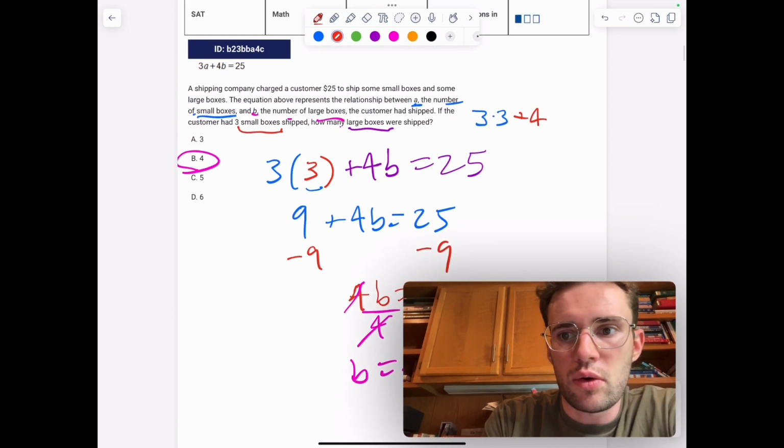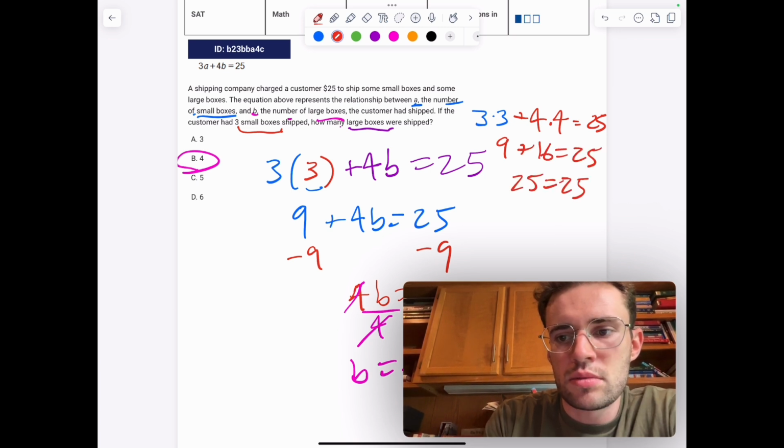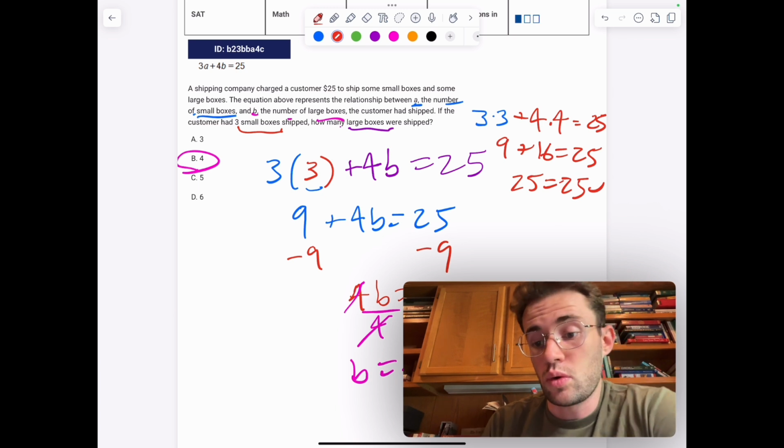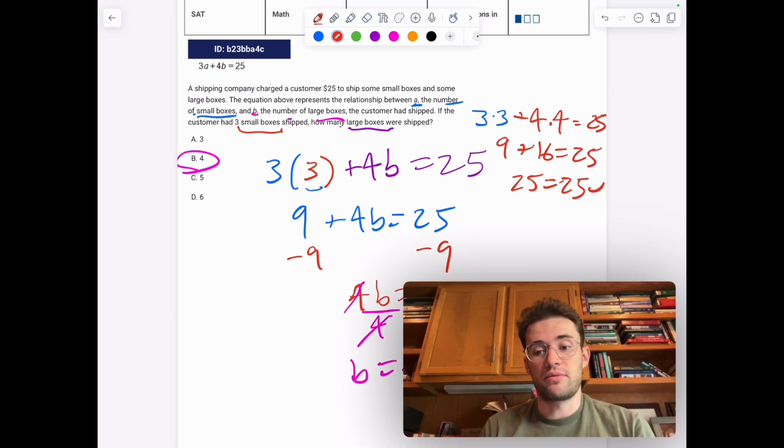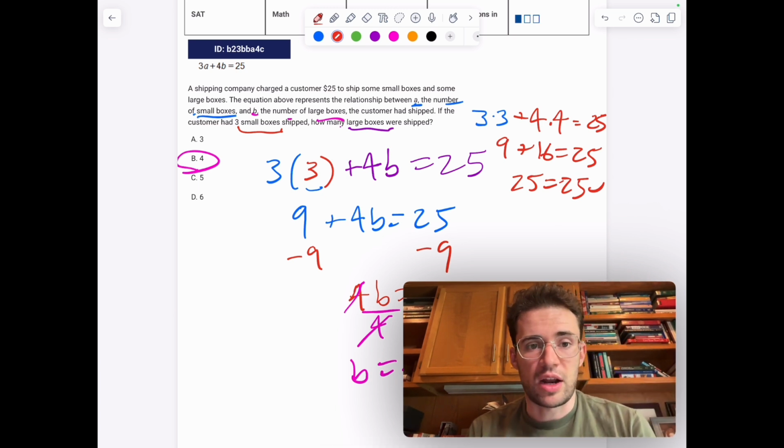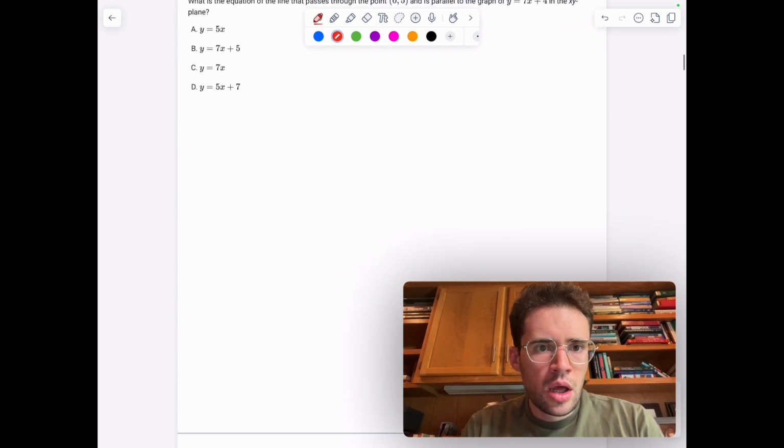We've got 4 times 4, and that's going to give us 9 plus 16 equals 25. 25 equals 25, it checks out. All right, so just plug in your answer, or if you've got different variable values, plug them in, see if it actually works. In this case, it does.